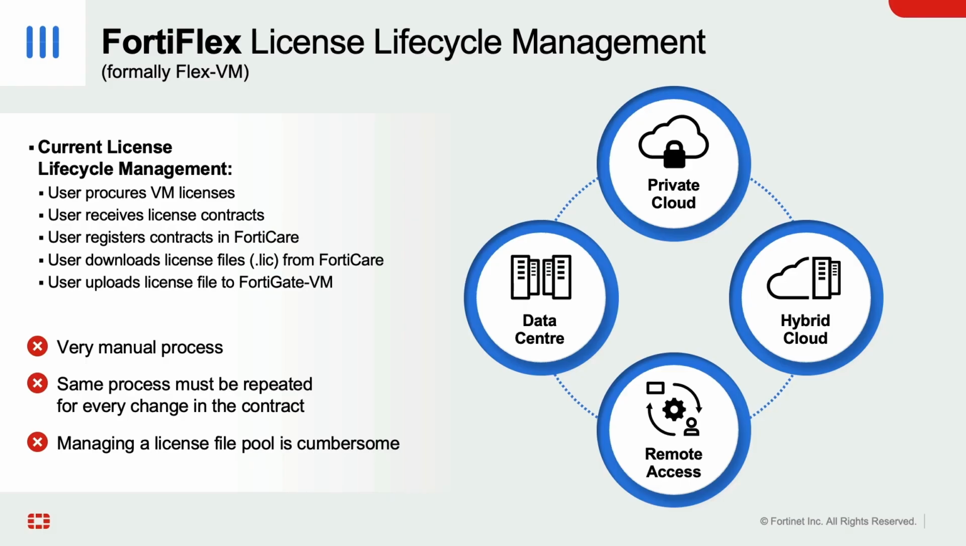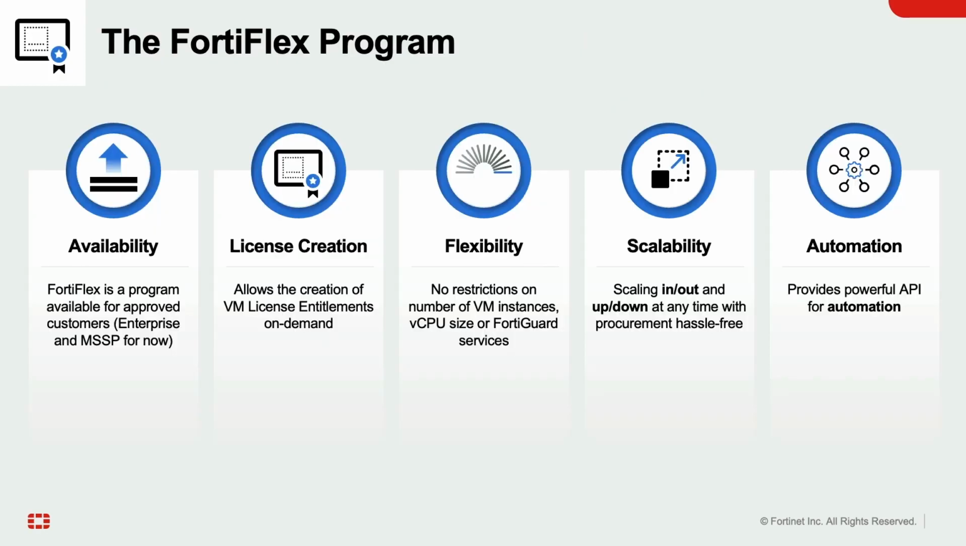The traditional license lifecycle is the following. The user procures the license, then receives a license contract, registers the license contract on Fortinet's website, downloads the license file from Fortinet's support website, then uploads the license to the FortiGate VM. This process is manual and needs to be repeated for every single FortiGate VM or whenever there are changes to the contracts.